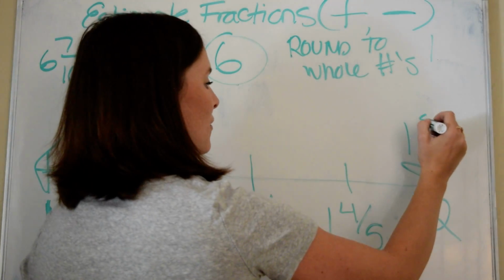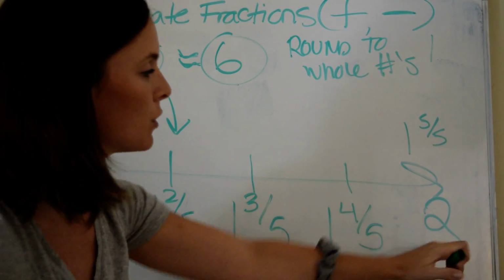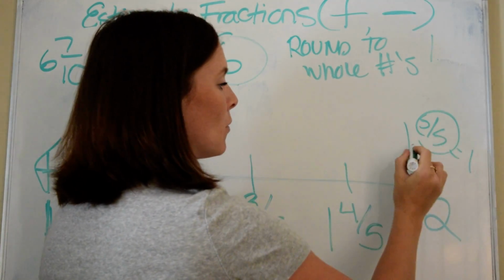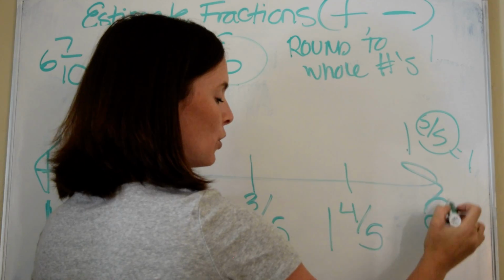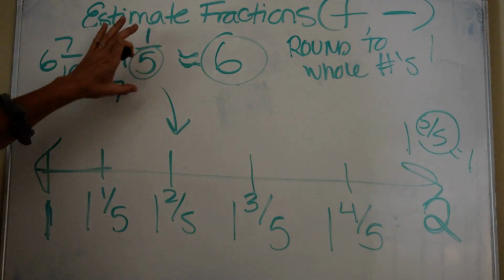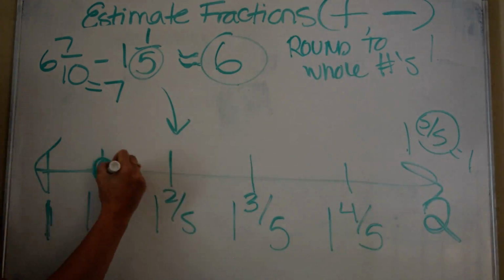What would it be here? Well, wouldn't it be 1 5/5? But 1 5/5 is the same thing as 2, because a 5 out of a 5 is a whole, and 1 whole plus a whole is 2. So that's why we just write it as 2. That's the next whole number. Now, plot the point. Where is 1 1/5? 1 1/5 is right here.